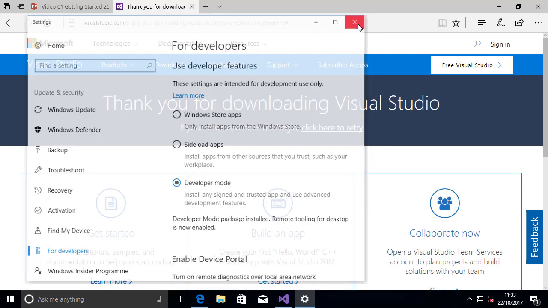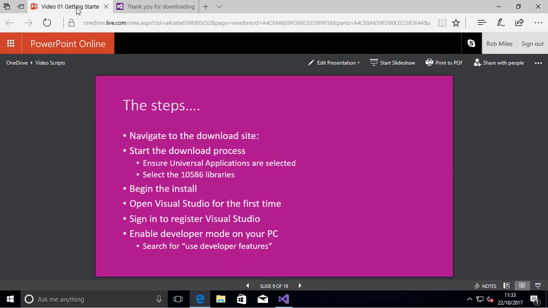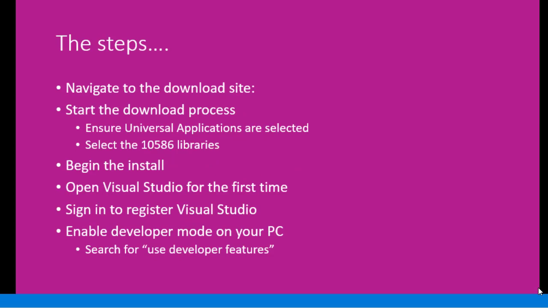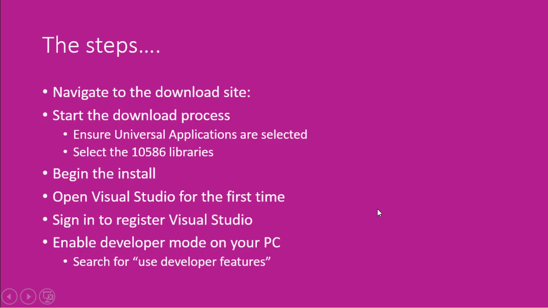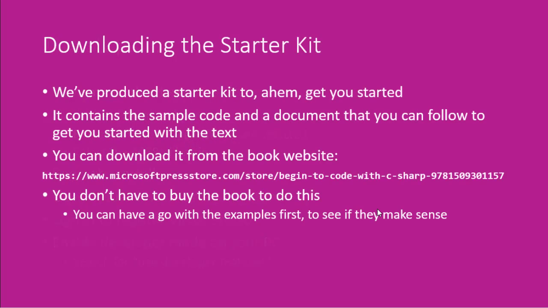So we've done that. I can close this down. I can go back to here. I can make you full screen. Okay. So we've done that. And as it says there, developer features also works, but it's best if you type developer correctly. So now we've got our Visual Studio. Now we have to go off and find our copy of the starter kit.